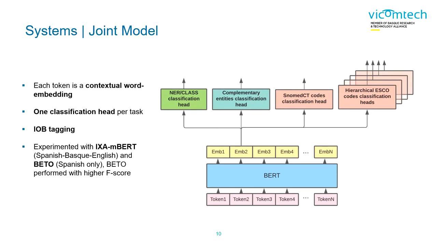First, we encode the text with the BERT model. All tokens are converted into contextual word embeddings, and these embeddings are the base for several classification heads, 1 head per task. We experimented with 2 pre-trained models, BETO and mBERT. The BETO model performed better in our validation set. The joint model also deals with the normalization task with a hierarchical classification approach.